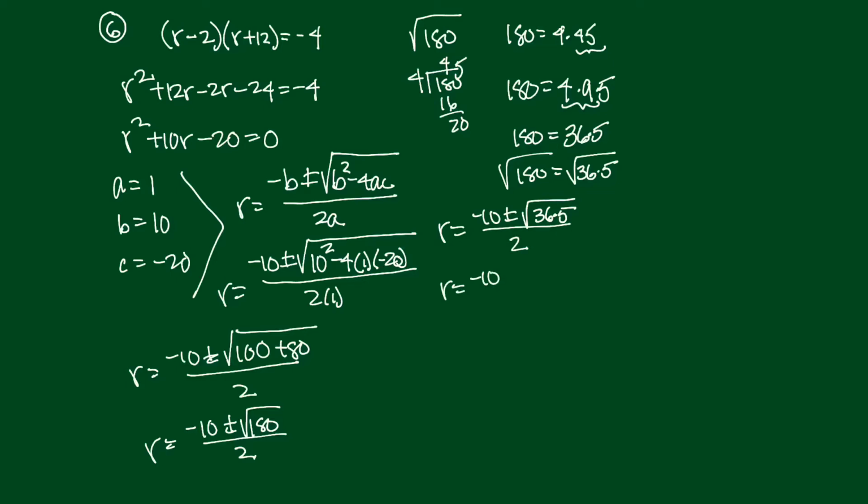R is equal to negative 10 plus or minus. Now I'm just going to do this. Square root of 36 is 6. And then I'm left with that square root of 5. So I get 6 square root of 5 over 2. Both these numbers in the numerator have a 2 in them. So let's factor out that 2. So we'll get r equals, I'll take the 2 out, left with negative 5 plus or minus 3 square root of 5 over 2. And these 2's cancel. So we're going to be left with r equals negative 5 plus or minus 3 square root of 5.